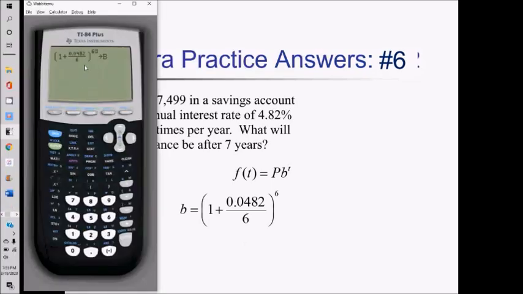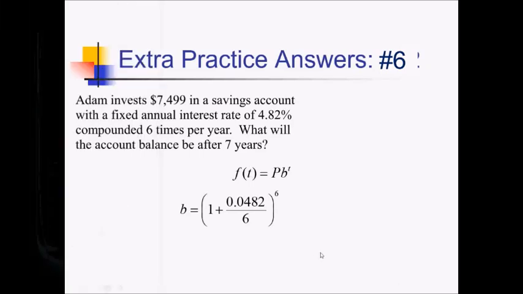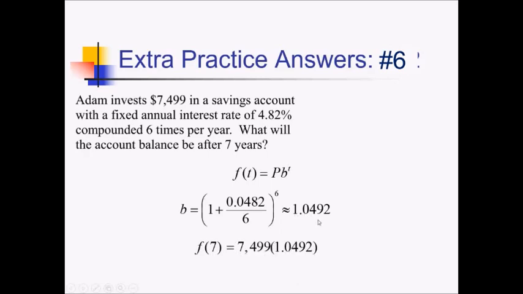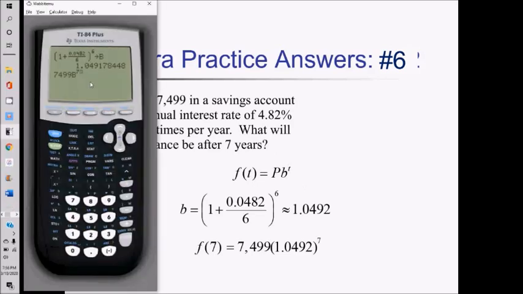So plugging all of this in and storing it as B so I can use it again, I get a B value of 1.0492 if I round it off. I'll round it off here, but I'll use the true value on the calculator. So now that is going to be f of 7. I've got a principal of 7,499 times the B value we just figured out, raised to the power of 7 for the years. So doing that on the calculator, using B for that stored value, we end up with $10,494.19.